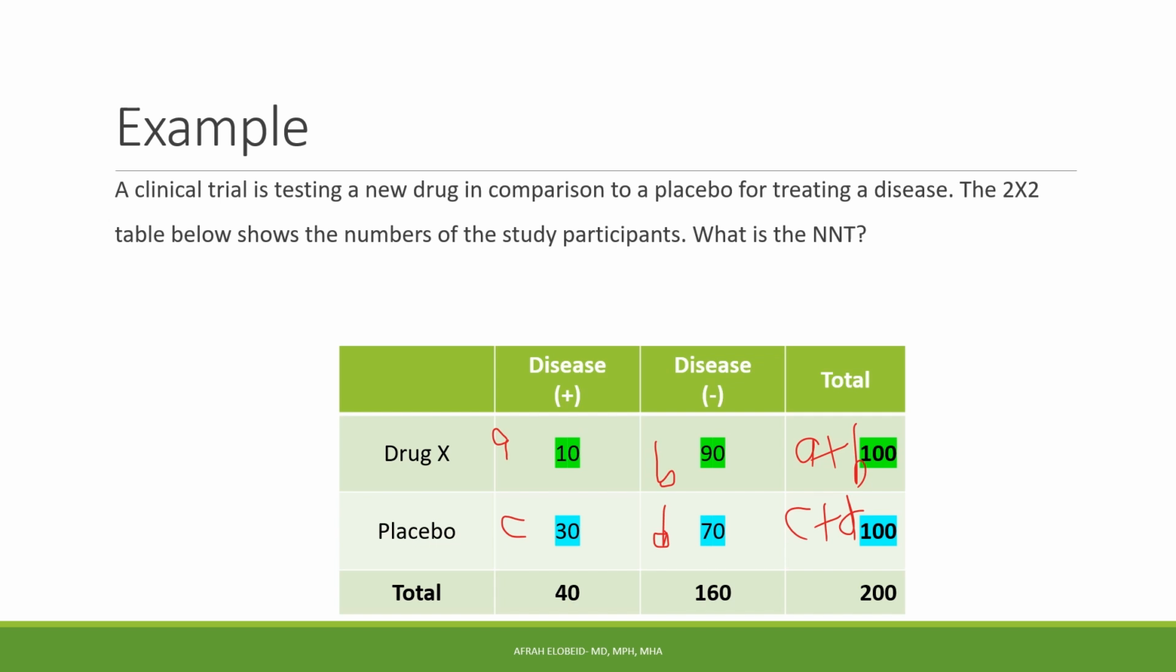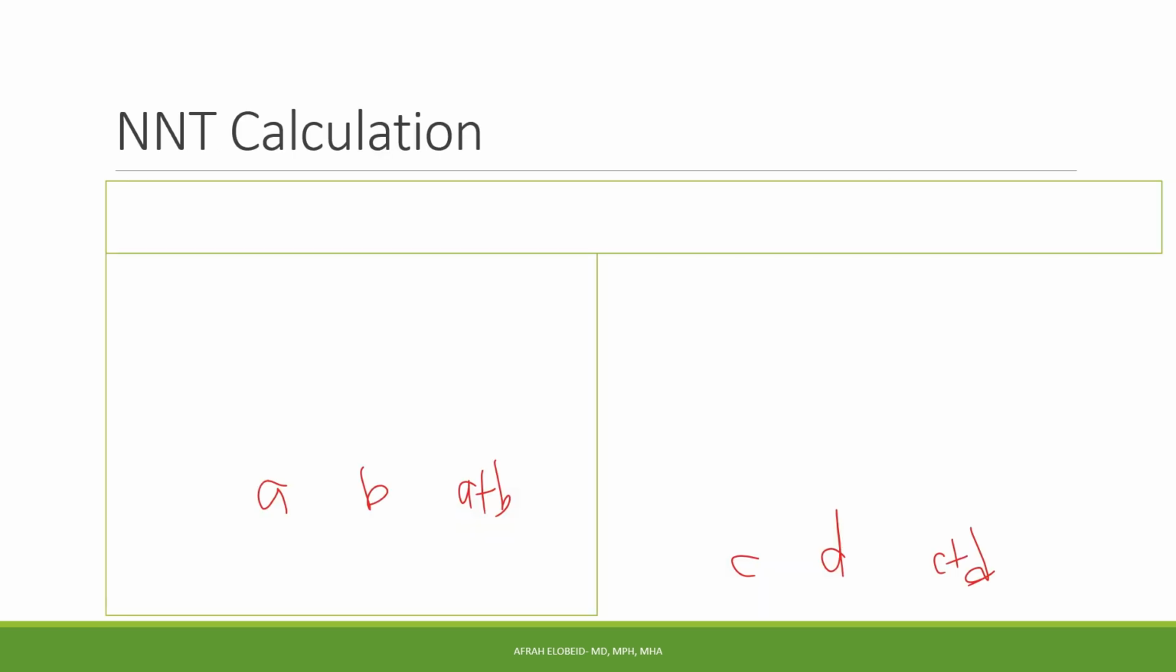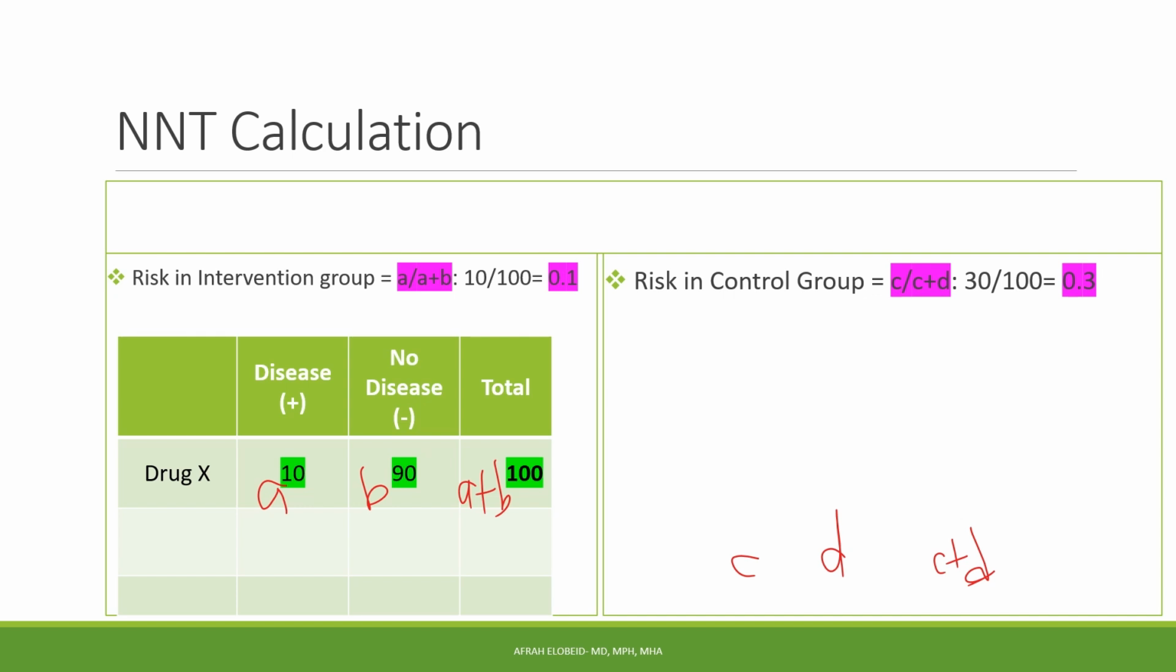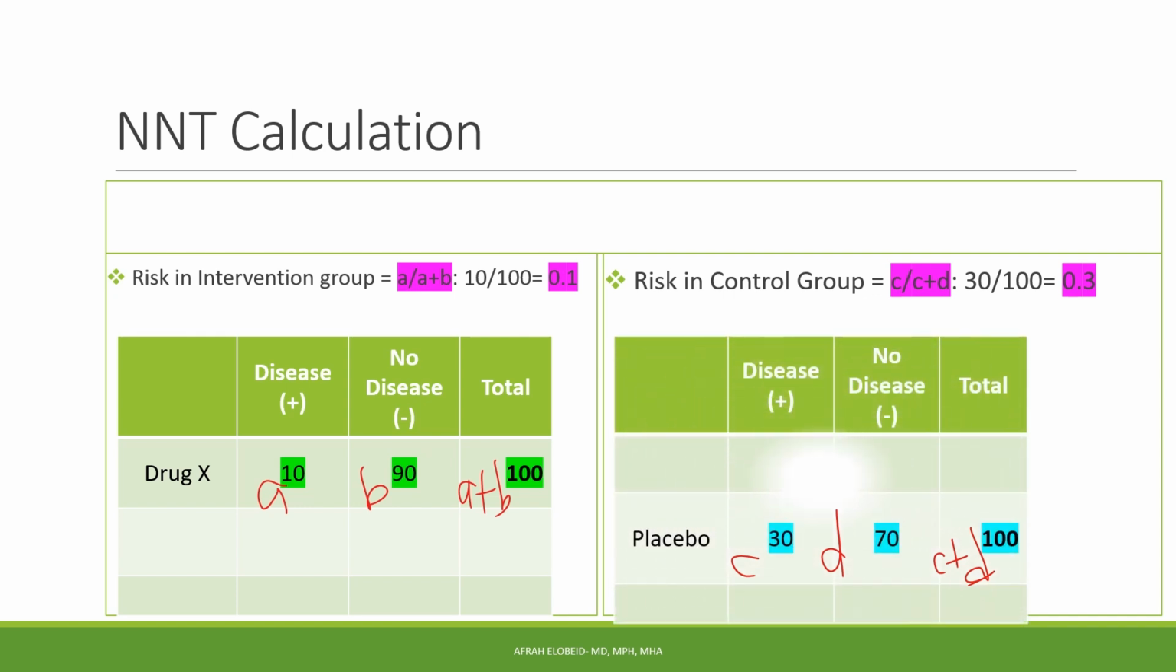So if they give us the 2 by 2 table, we know the rule. We have to calculate the absolute risk reduction, and we just do 1 over that number. In this scenario, let's first calculate the risk in the intervention group, which is A over A plus B, equivalent to 10 over 100, which is 0.1 or 10%. In the same way, we'll do the risk in the control group, which is C over C plus D, and that is 30 over 100, which is 0.3 or 30%. Then the next step, we calculate the absolute risk reduction, which is subtraction. 0.3 minus 0.1 equals 0.2. The number needed to treat is 1 over 0.2, which is 5. It's really easy and straightforward.